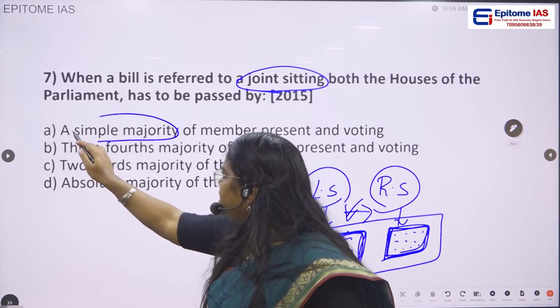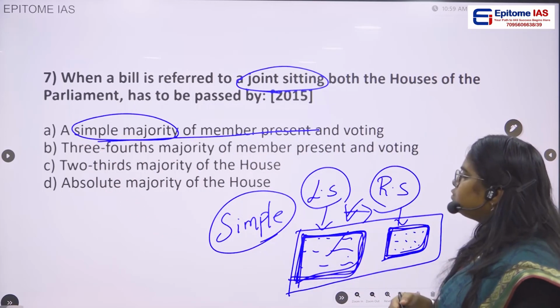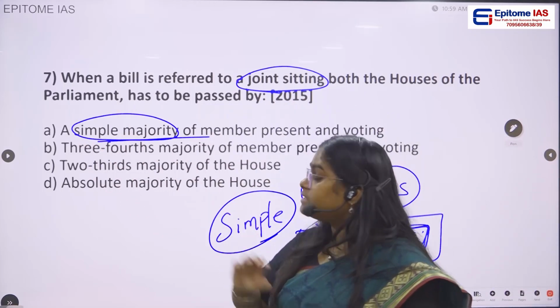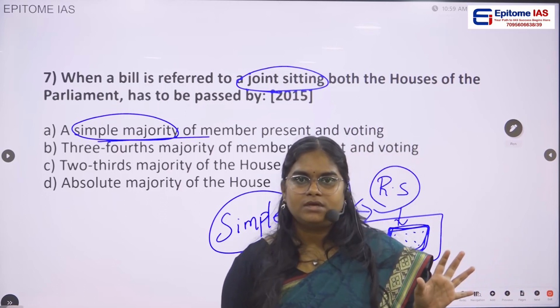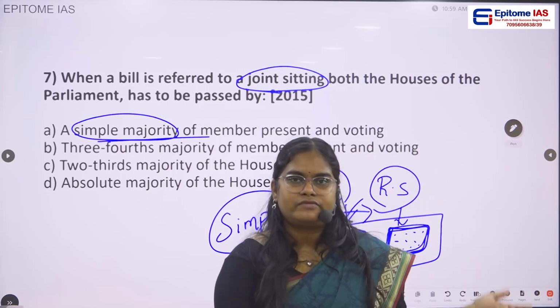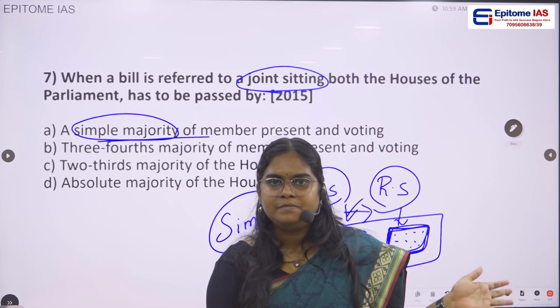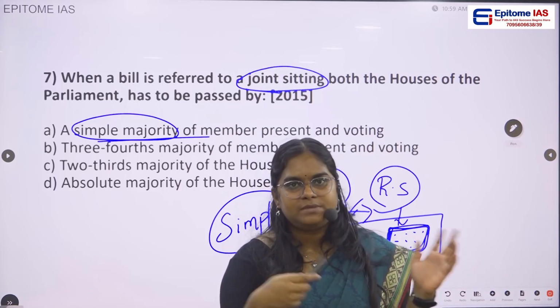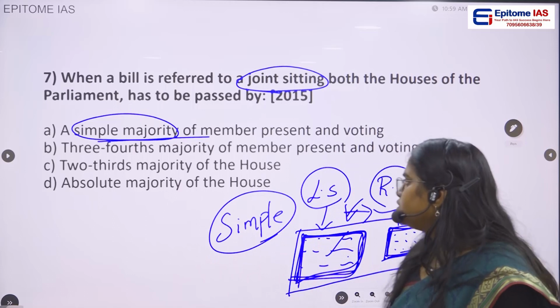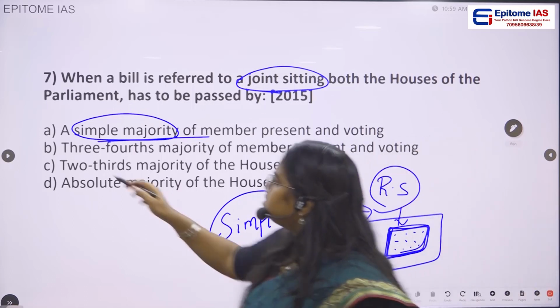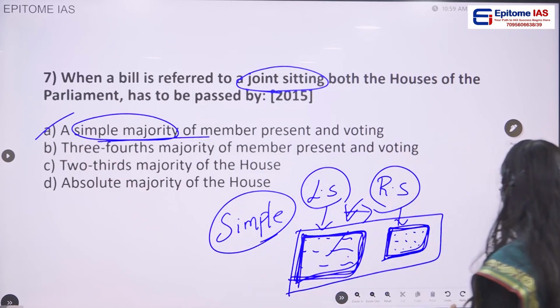A simple majority of members present and voting is what is needed in case of a joint sitting. Just like a normal bill needs a simple majority, the same simple majority is needed in case of a joint sitting also. So the answer is option A, that is the correct answer.